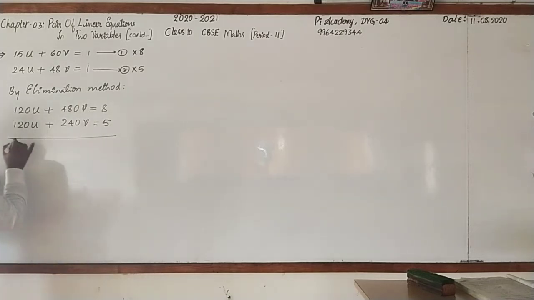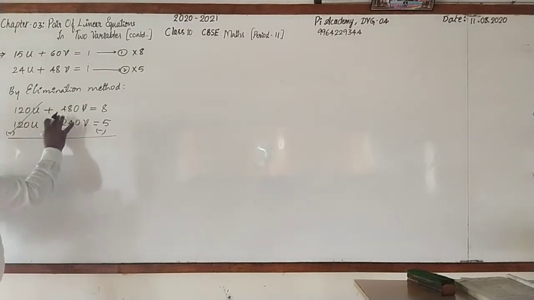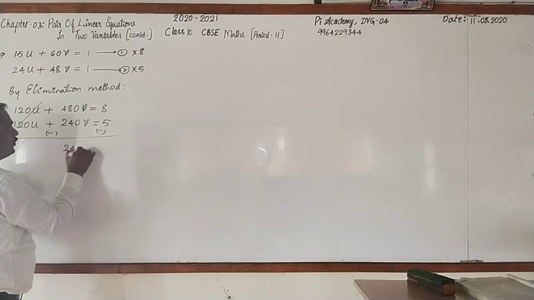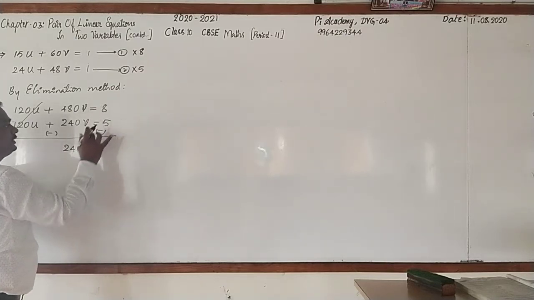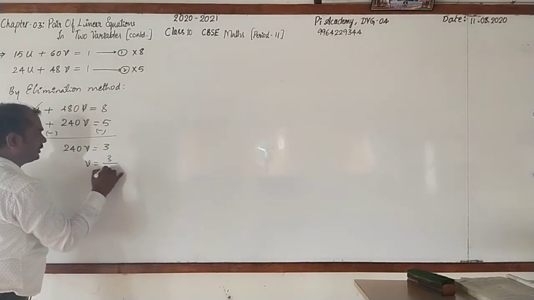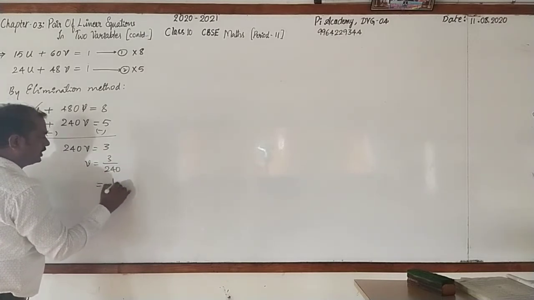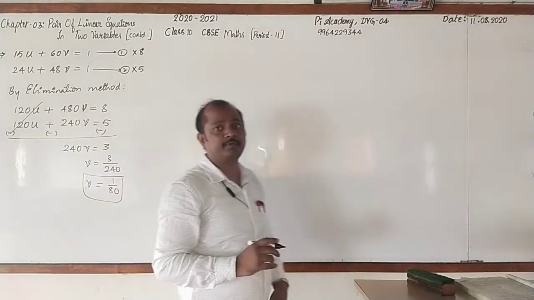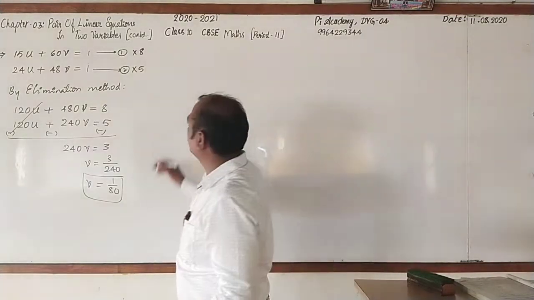Please go for changing the sign. This is minus, minus, minus. The first term gets cancelled. 480v minus 240v, it is 240v. 8 minus 5, this is 3. v is equal to 3 by 240. 1s are 80s are. v is equal to 1 by 80. Clear?